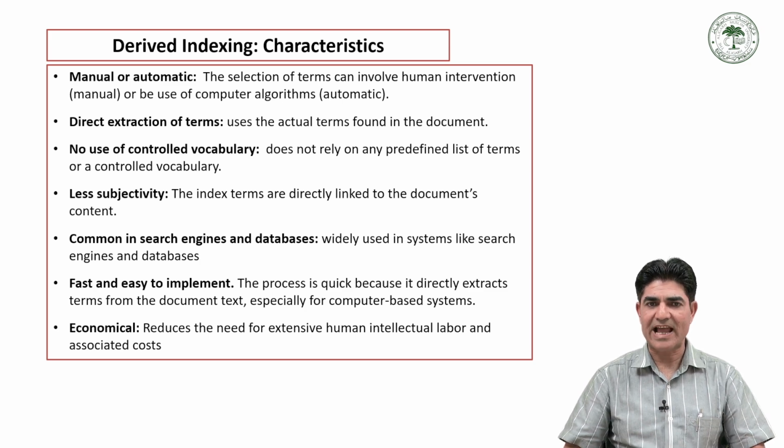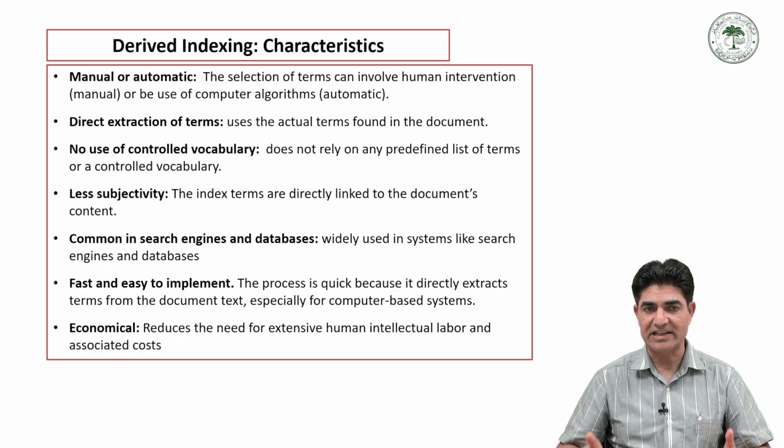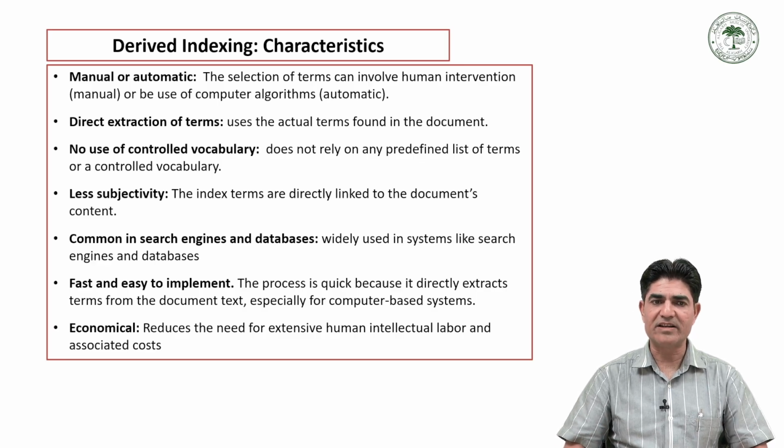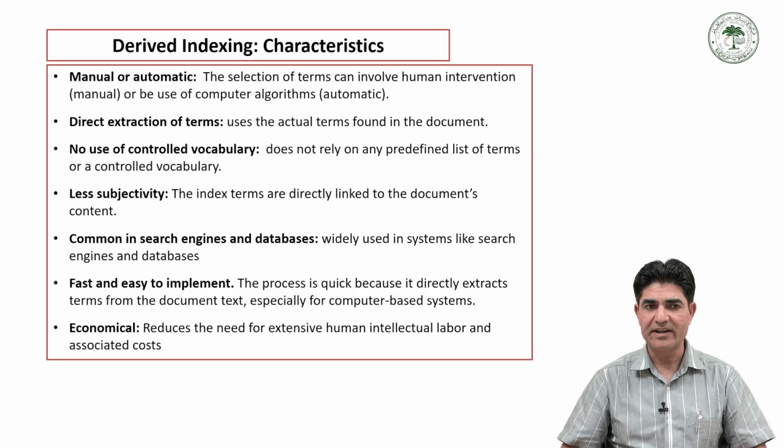Another important feature is direct extraction of the terms. It uses the actual terms that are found in the document. No use of controlled vocabulary, because we need not standardize the terms using a vocabulary control tool, but the terms which are extracted directly from the documents can be used as the index terms. Less subjectivity, because the index terms are directly linked to the document's content. Common in search engines and databases.